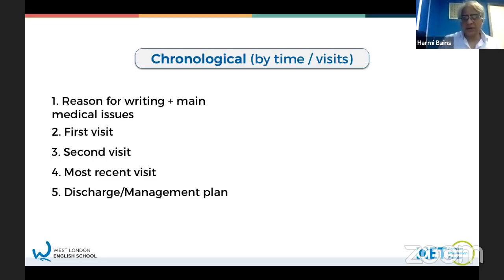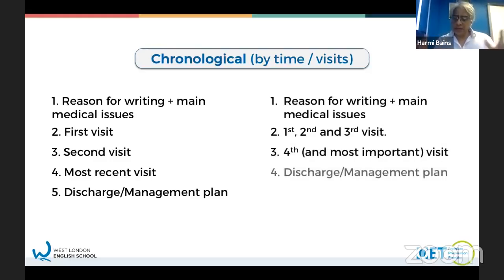And then the main body, well, here I've got first, second, third visits. And of course, you're going backwards in time. So you might want to combine those visits. For example, you might want to put visits together. It all depends on the case notes. It's something you can only really decide on the day of the exam. When you're sitting in the exam and you turn over your paper and you're looking at the case notes, only then will you really know how you're going to organize the main body of your letter.